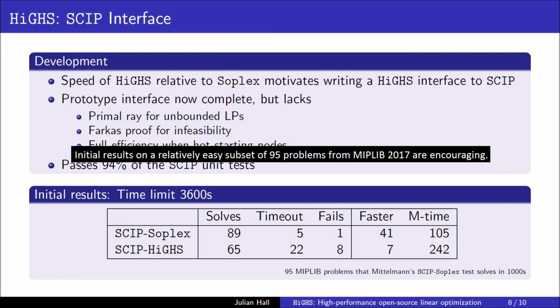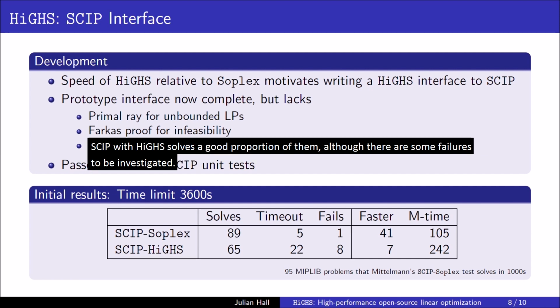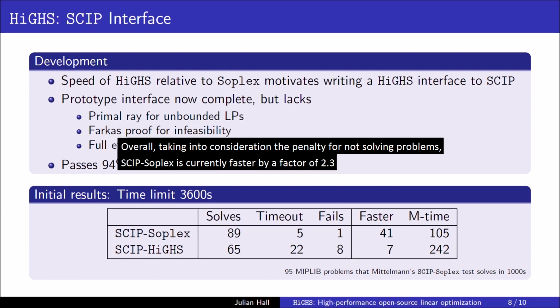Initial results on a relatively easy subset of 95 problems from MIPLIB 2017 are encouraging. SCIP with HiGHS solves a good proportion of them, although there are some failures to be investigated. When both solvers are successful, SCIP-Soplex is meaningfully faster on 41 problems and HiGHS on 7. Overall, taking into consideration the penalty for not solving problems, SCIP-Soplex is currently faster by a factor of 2.3.